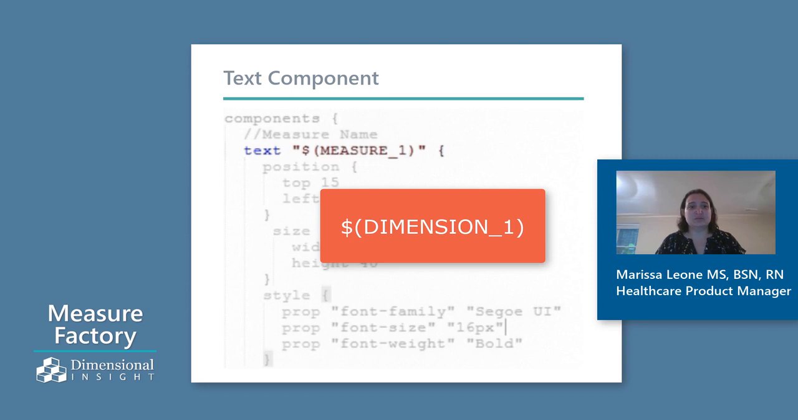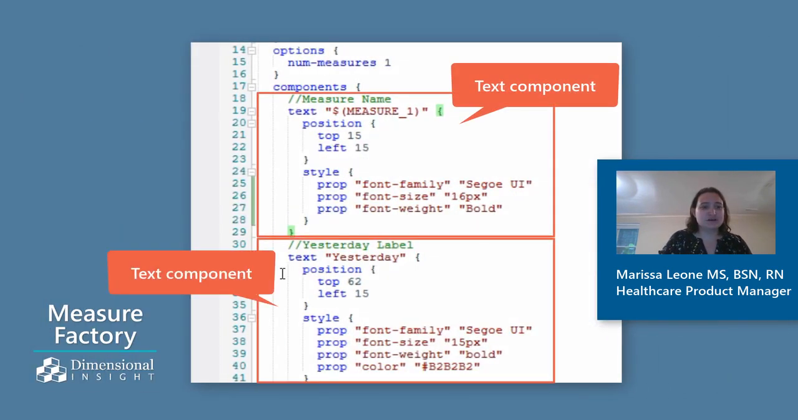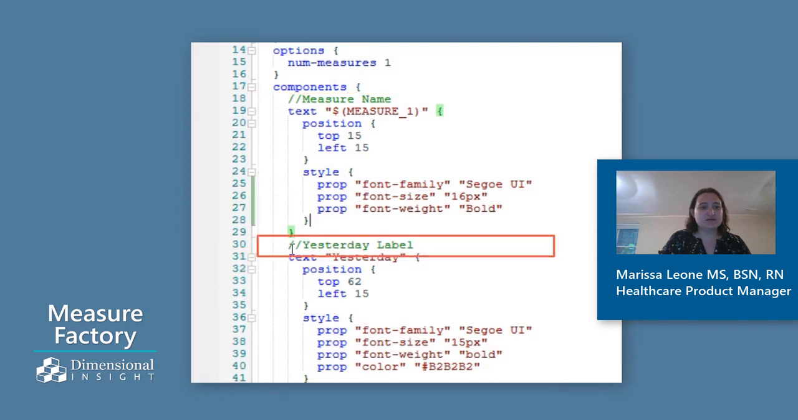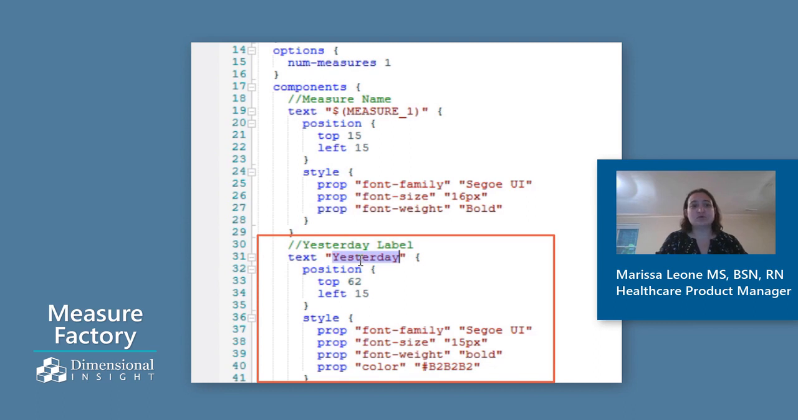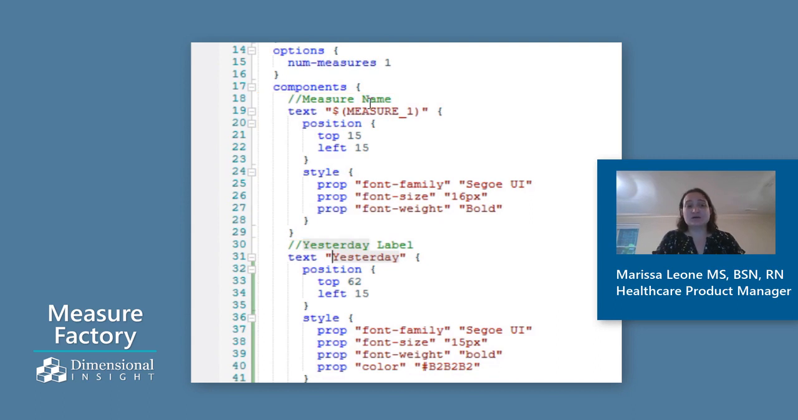So let's take a look at that within Workbench. So we have 2 text components. Here I'm just putting yesterday because I want to note that the portlet I'm referencing is the value for yesterday. Then for the measure label, I wanted to reference whatever measure is going to be selected on the stamp. Since I can't know that when I'm creating the stamp file, I create this macro for measure 1. That way whatever the measure is selected will show up on the stamp.